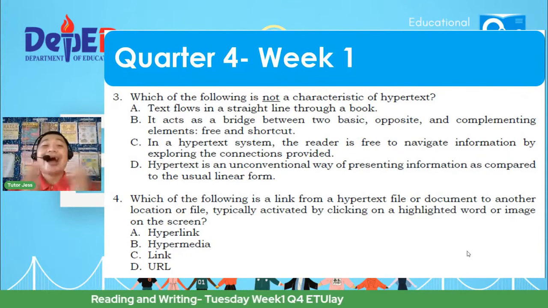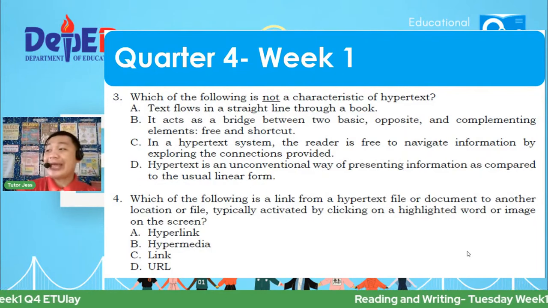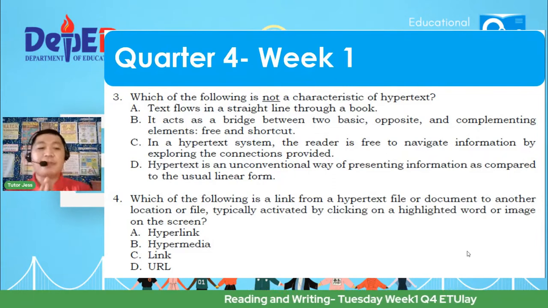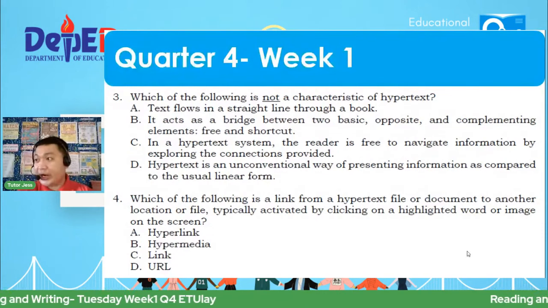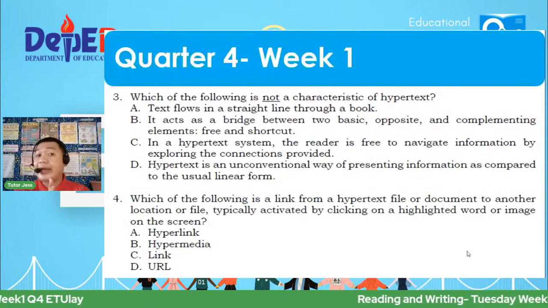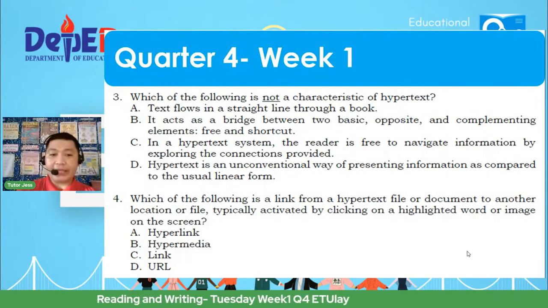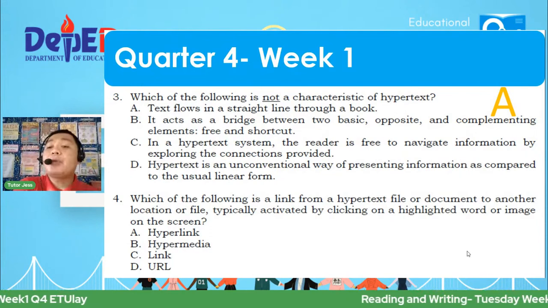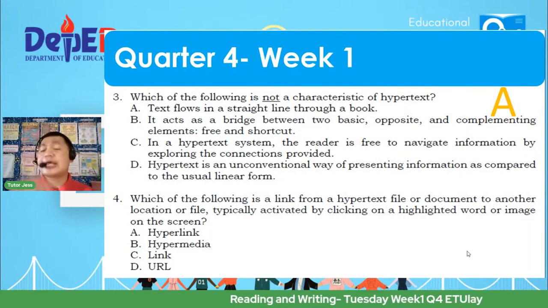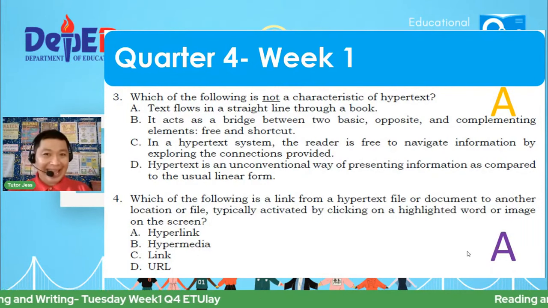All right, you have your answers, class. Tingnan natin. According to Erlinda, we have B. I think answer niya ito sa number 3. How about itong kay May Resurrection? According to her, C. Lagyan natin ang number, ha, para malaman natin kung ano. 3C, 4C. Oh, 4C daw according to May. Tingnan natin. For number 3, that is A. Text flows in a straight line through a book. So why is it not a characteristic of hypertext? Later on, we'll be knowing about that one. Number 4 is letter A, hyperlink. Tingnan nga natin kung tama tayo mamaya.